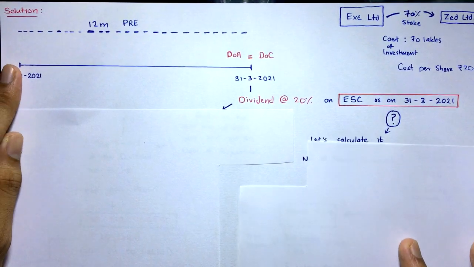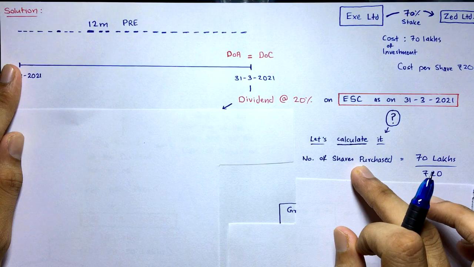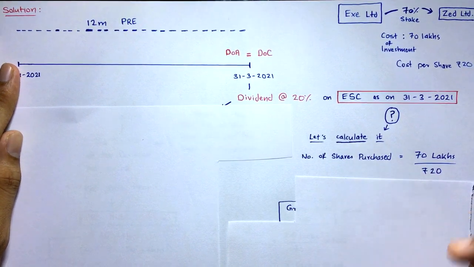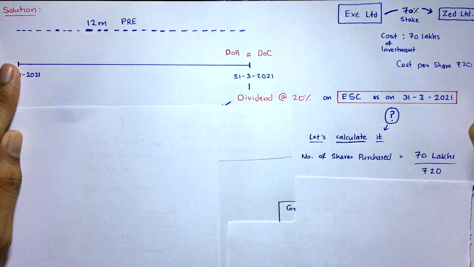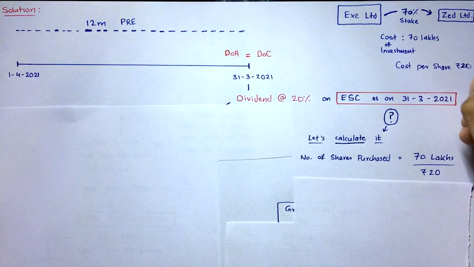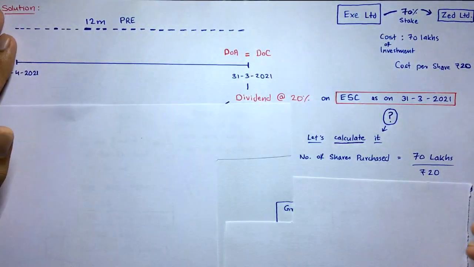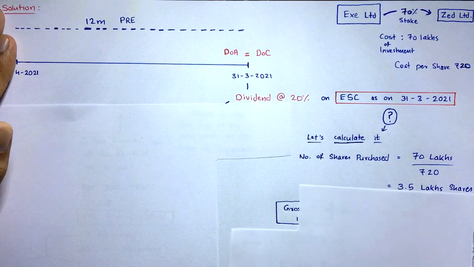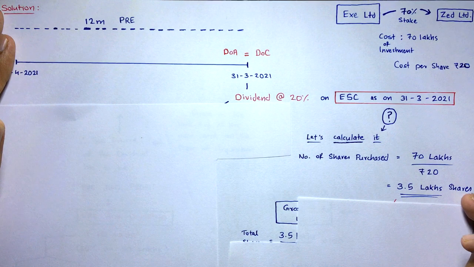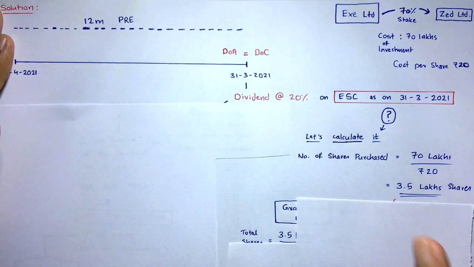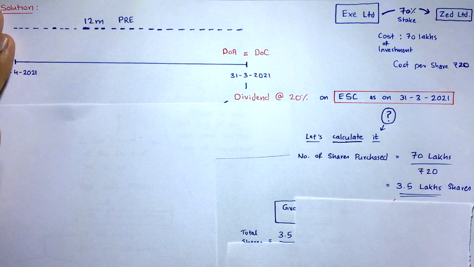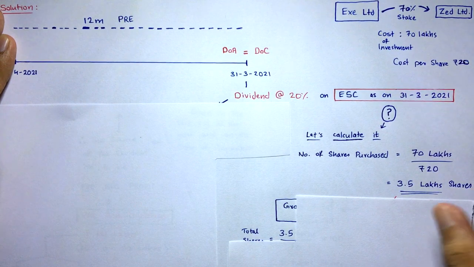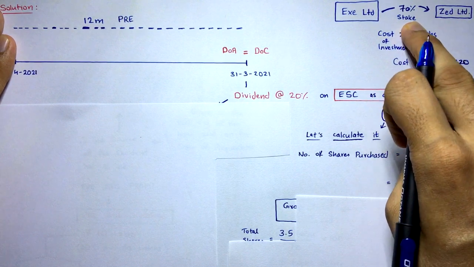First we will calculate the number of shares purchased by the holding company. We will take the cost of investment, which is 70 lakhs, divided by the cost per share, which is 20 rupees. When we divide that, we get the total number of shares, which is 3.5 lakh shares. Now this 3.5 lakh shares is only a 70% stake, because we have acquired 70% stake.